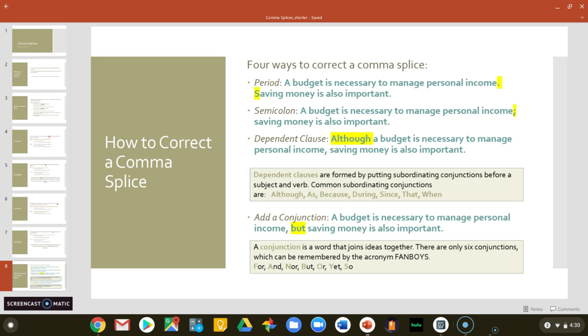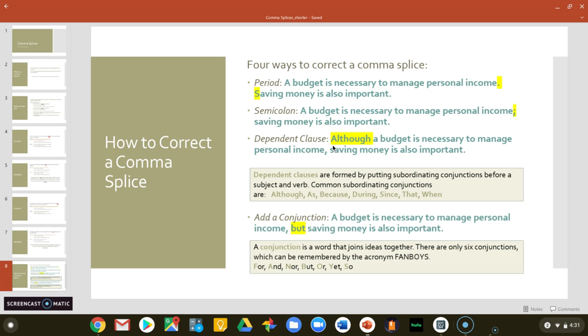So there are four ways to fix a comma splice. The most simple is to replace the comma with a period and then capitalize the following letter. Another way is to replace the comma with a semicolon. But you should only do this if both sentences are closely related or you want to emphasize the following sentence.